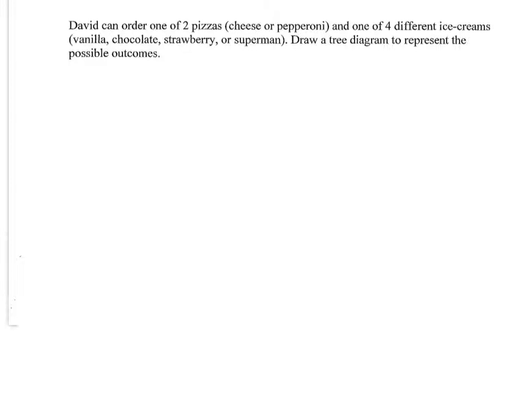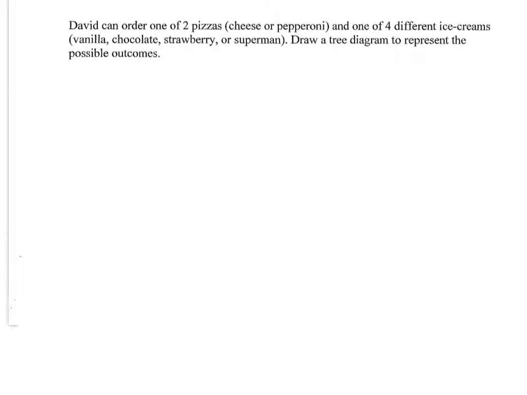In this lesson, we're going to learn how to draw tree diagrams and how to use those tree diagrams to calculate some basic probabilities. So if you take a look at this first example, it says David can order one of two pizzas, cheese or pepperoni, and one of four different ice creams, vanilla, chocolate, strawberry, or Superman. Draw a tree diagram to represent the possible outcomes.